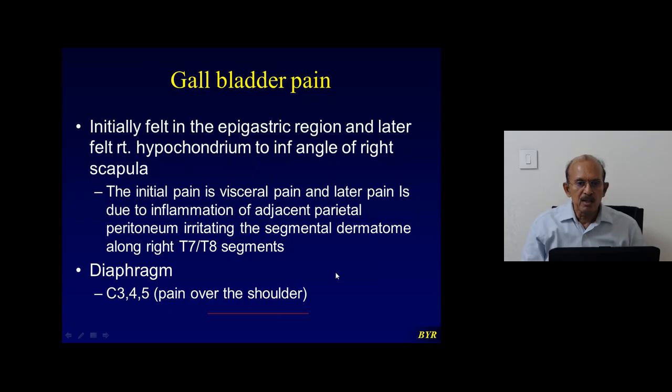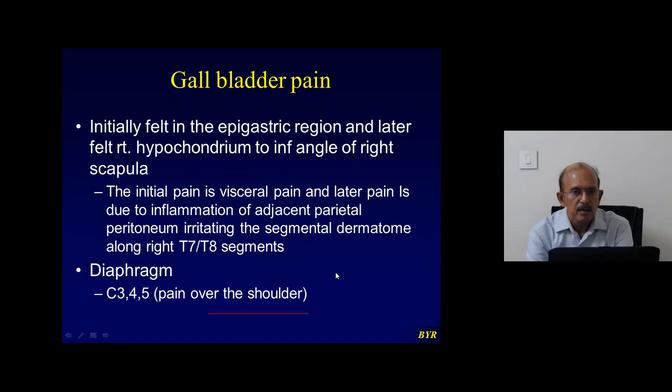Diaphragm. What is the nerve supply of the diaphragm? Along with root value, please tell me. What is the nerve supplying the diaphragm, and what is the spinal root value? It is the phrenic nerve. What spinal segments supply? C3, 4, and 5. Mainly 4 and 5 are dominant. Sometimes there is a contribution from C3 also.